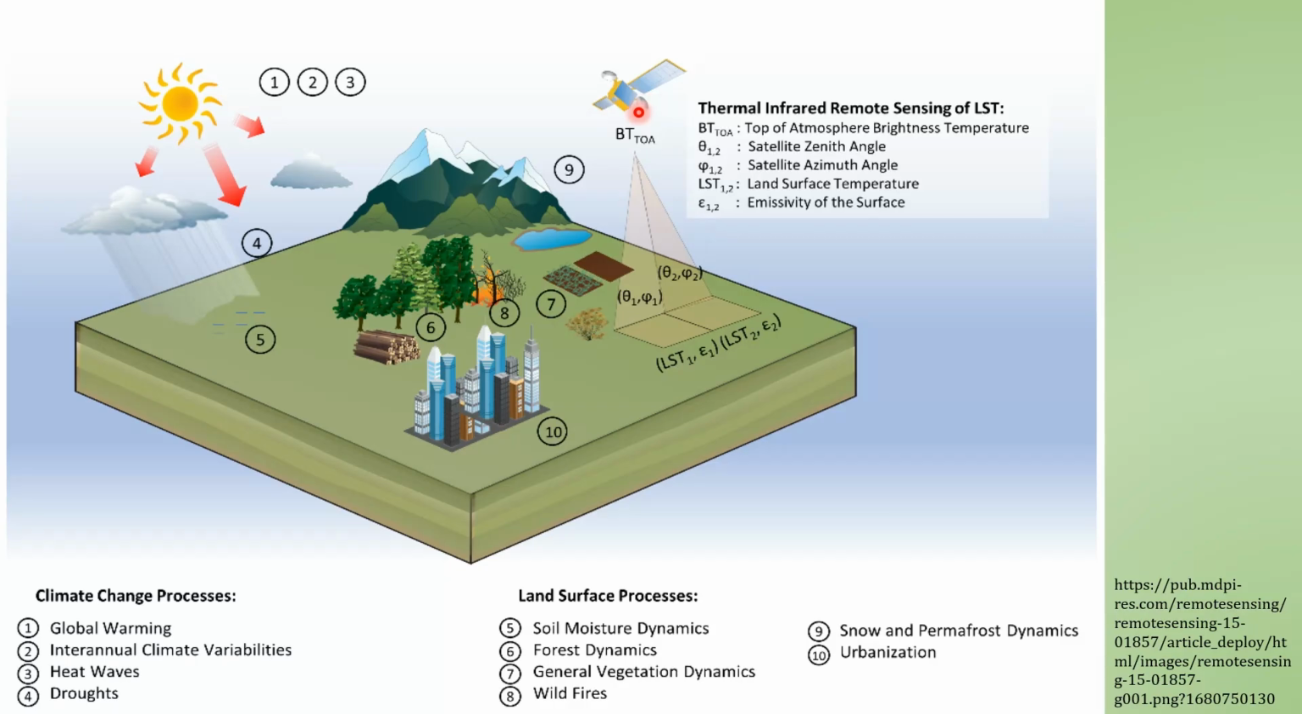In thermal infrared remote sensing of land surface temperature, sensors provide us these data: top of atmosphere brightness temperature, satellite zenith angle, satellite azimuth angle, land surface temperature, and emissivity of the surface. These data can be used in climate change processes to understand global warming, interannual climate variabilities, heat waves, and drought, and also in land surface processes to understand soil moisture dynamics, forest dynamics, general vegetation dynamics, wildfire, snow and permafrost dynamics, urbanization, etc.